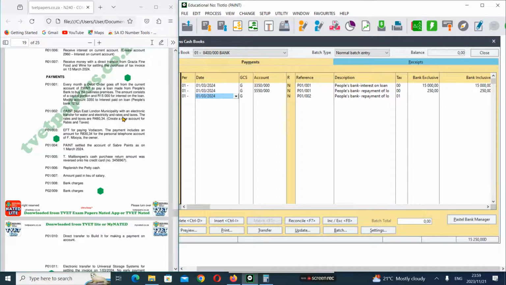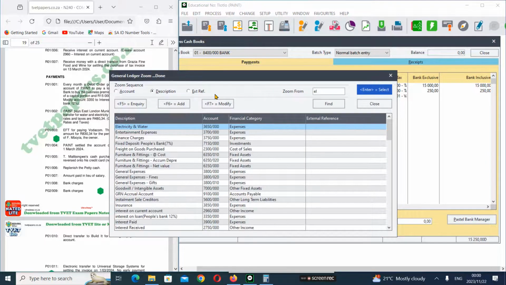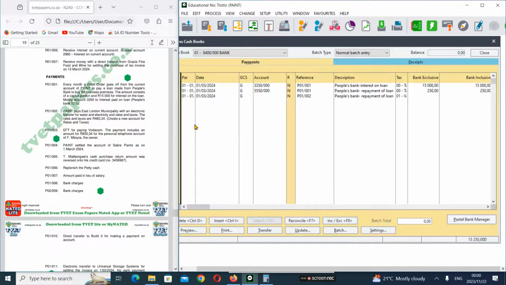They're saying pays East London municipality with an electronic transfer for water and electricity and rates and taxes. The rates and taxes are 480. They're saying we must create a new account for the rates and taxes. Okay, so we're paying water, electricity, and also the rates and taxes. So let's start with water and electricity. Tap. Then we can search, I think it's electricity and water.